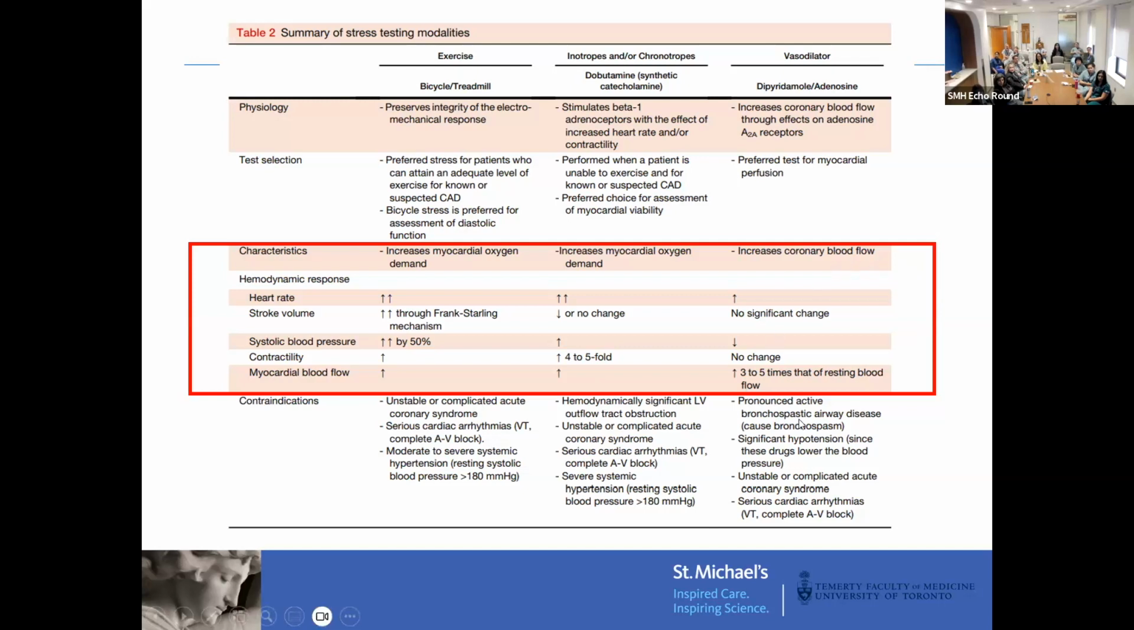Vasodilator, I'm not going to talk too much about this today, but vasodilator is another possibility that you could use. It works in a different capacity. It increases coronary blood flow directly by increasing coronary perfusion. It doesn't really change your stroke volume, and it doesn't really change your contractility, so it's not as physiologic and not probably the ideal test for CAD. Unless patients really cannot do the other two forms, then you might consider it.